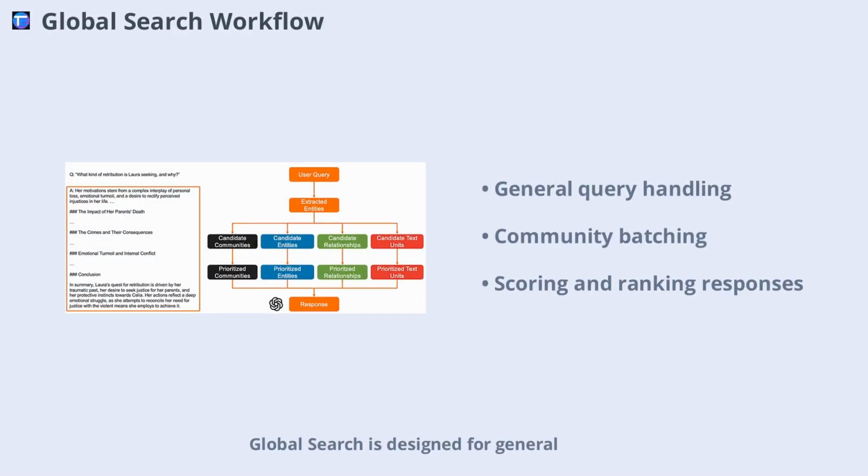Global search is designed for general questions about the entire document or dataset. The system loads all community reports and entities, calculates an occurrence weight for each community, and shuffles them to reduce bias. Communities are then batched and sorted by their weight, ensuring that the most prevalent topics are prioritized. For each batch, the language model generates multiple responses, which are scored and ranked. The best responses are then combined to form a final, comprehensive answer to the user's question.